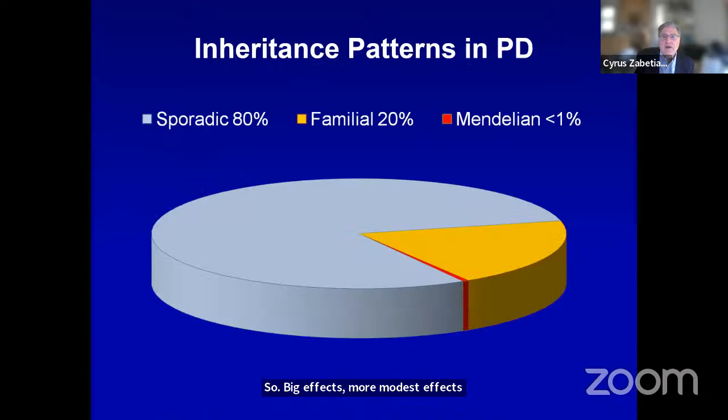And so if we look at how causal genes are generally found, if you think about the population in North America, about 20, sometimes up to 25, 30% of people will report a relative with Parkinson's disease. So we'll classify them as familial. The rest of them don't report any family history of the disease.